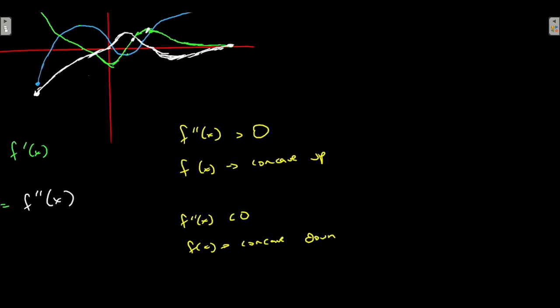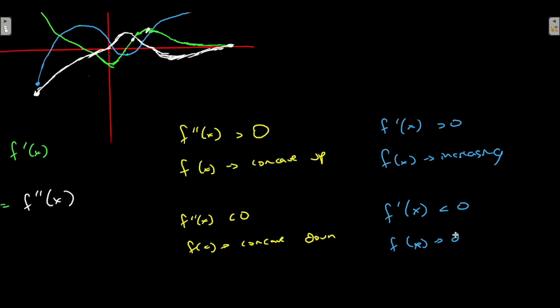Similarly, when f prime of x is above 0, is positive, f of x is increasing. That makes sense because it's a positive slope. And when f prime of x is below 0, then f of x is decreasing, which makes sense because the slope is negative.